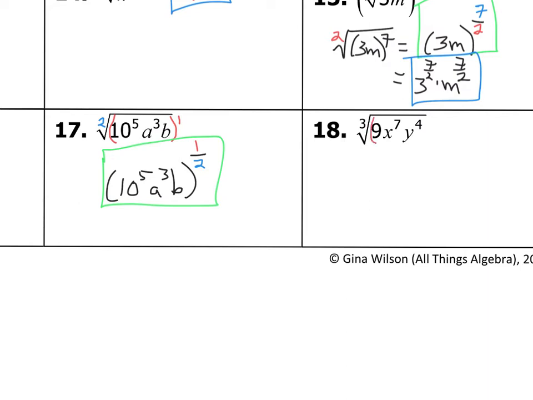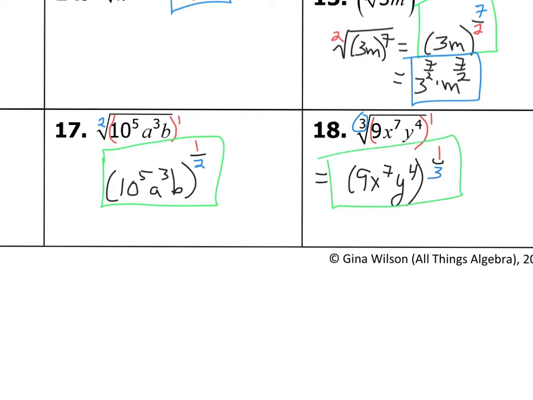All right, so for number 18, you should have put all of that and raised it to the first power. And so then you have 9x to the 7th, y to the 4th, and then it's going to be raised to the 1 over, and your index is 3, so to the 1/3. That's it. So then let's look at the back page.